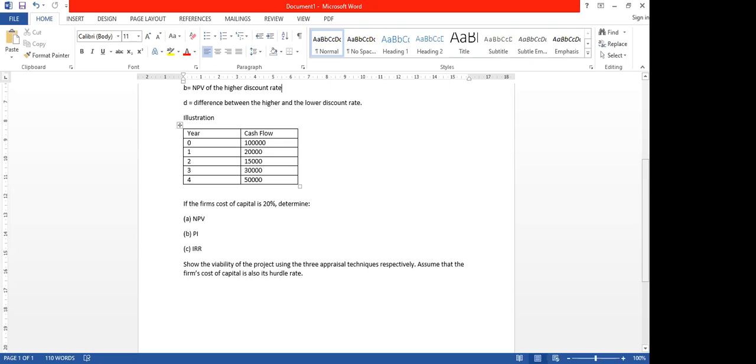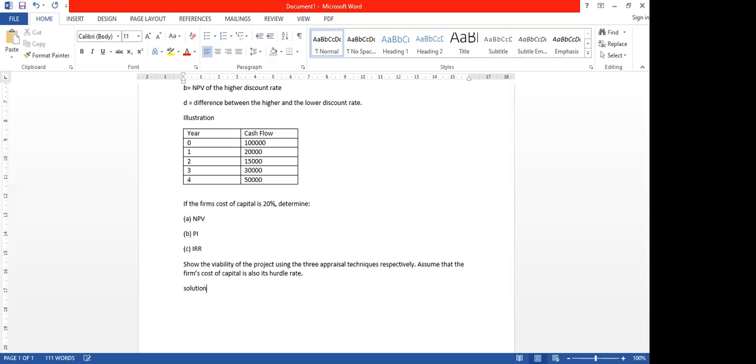Okay, so I'm combining three questions here: the NPV, the profitability index, and the IRR. So we have year zero. What is that figure for year zero? That's 100,000. That's the investment, the I0, the initial capital, the initial outlay. So we have the cash flows for year 1, year 2, and year 3. The first question says we should find the NPV. Let's find the NPV.